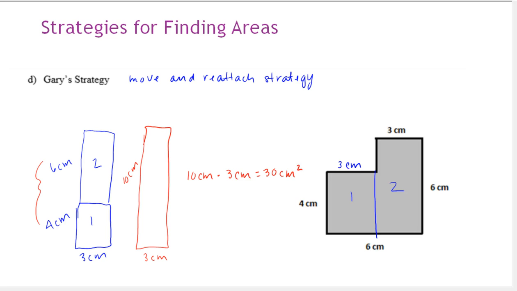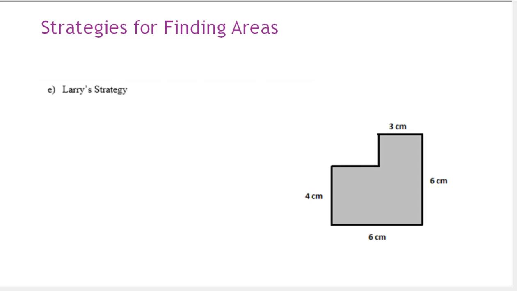Okay. Now we're going to look at one last strategy, Larry's strategy. Well, Larry's going to use a double and half strategy. So Larry sees this picture kind of like Tetris pieces. He says, I'm going to take this, and basically he's making a copy of this, and then think of flipping it up and then flipping it over. So this side is corresponding to this side.